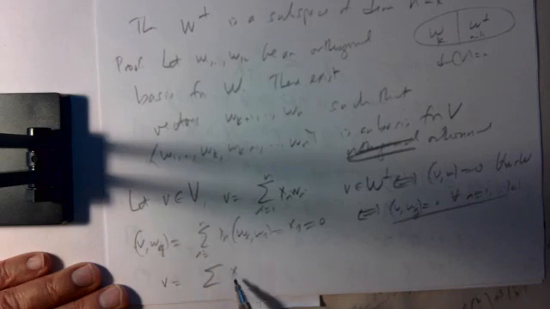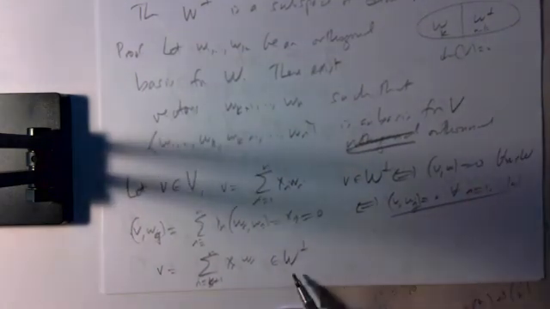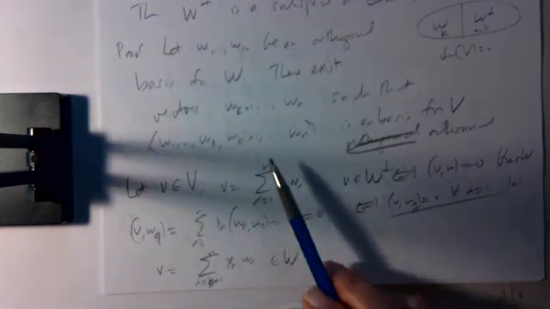So v is the sum of x_i w_i, i goes from k plus 1 up to n. So this perpendicular subspace, this orthogonal complement to W, is all vectors which are linear combinations of these n minus k vectors. So this subspace is generated by this set of n minus k independent vectors and has dimension n minus k.